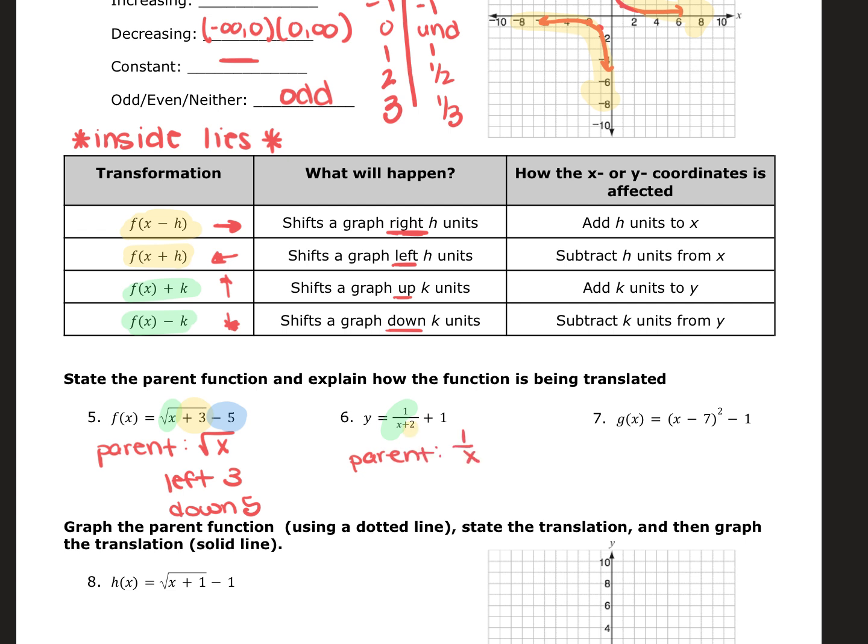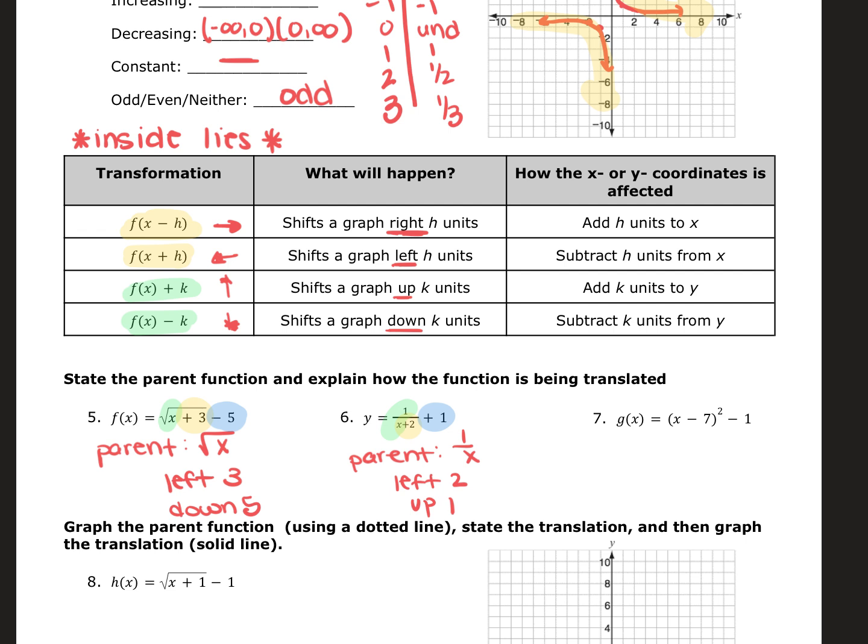So inside the function, it's got a positive 2. Inside lies. So I would think it would be going right 2. So it's actually going to go left 2. Outside is exactly what we would think, and it's up or down. So positive, up 1.